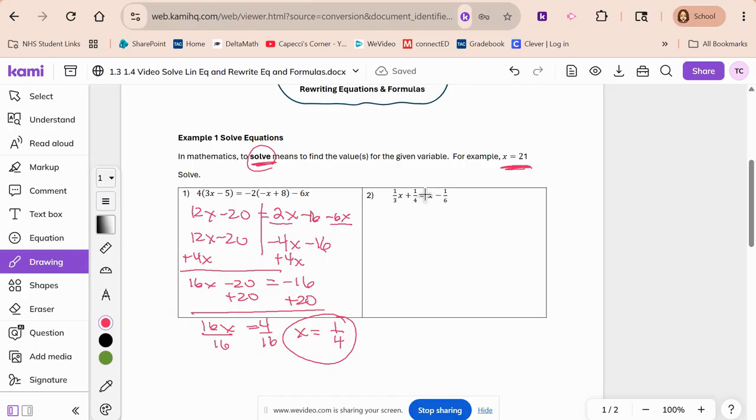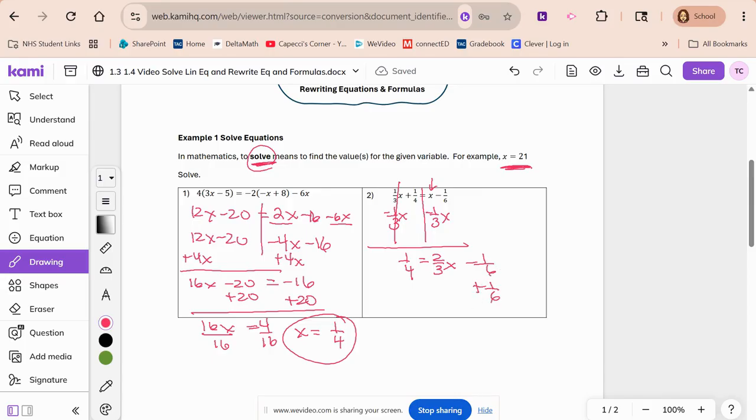Okay, the next problem has fractions, which are always a little tricky, but we can certainly use our calculators. Again, I'm going to move my variable first. So I'm going to move this 1/3 x. I'm going to zero that out by subtracting 1/3 x from both sides. So that zeroes that out. I'm left with 1/4 is equal to. Now remember that right there is 1. So 1 minus 1/3 gives me 2/3. So that gives me 2/3 x minus 1/6.